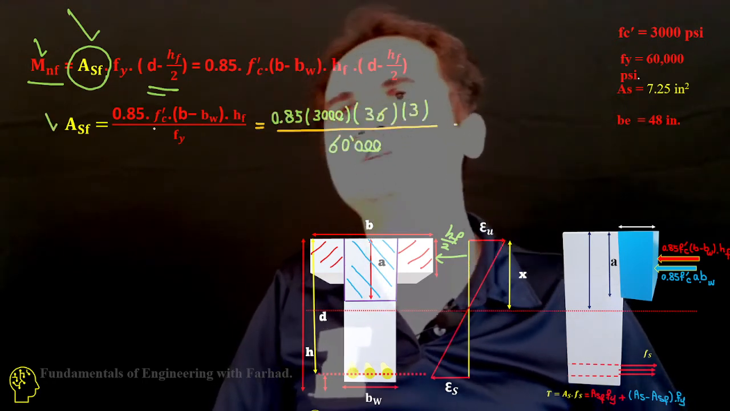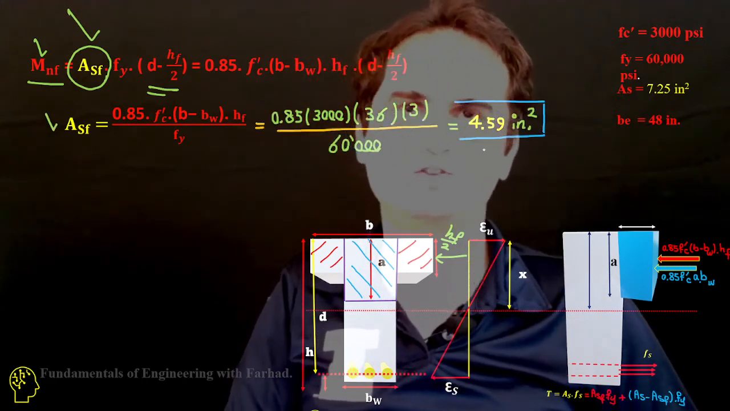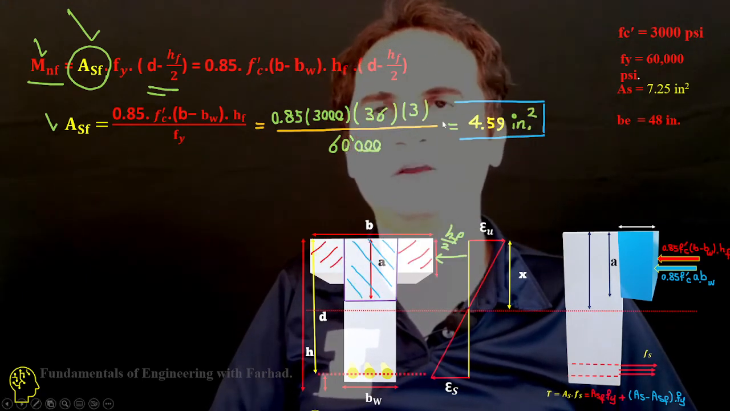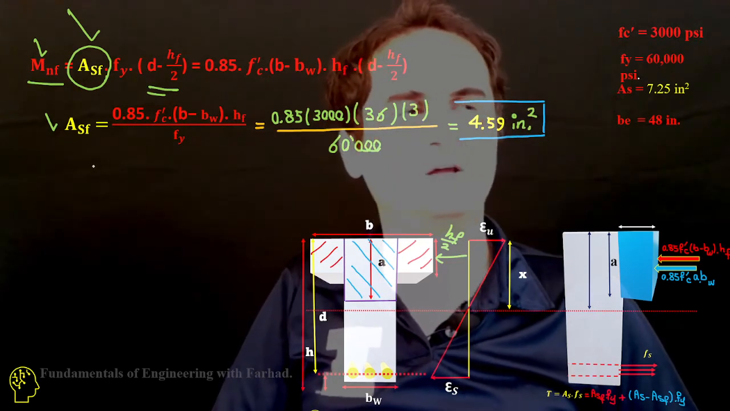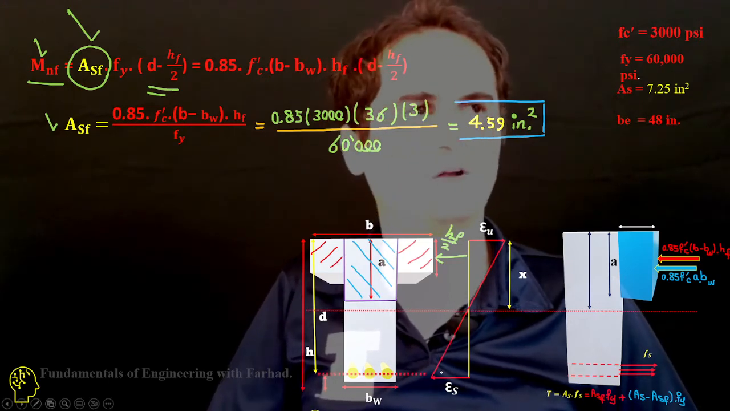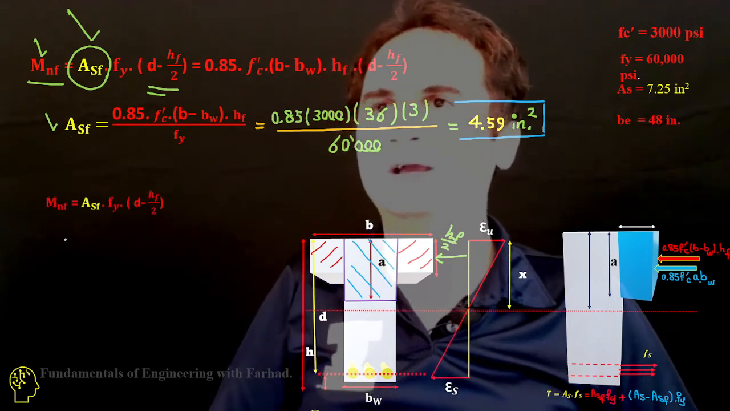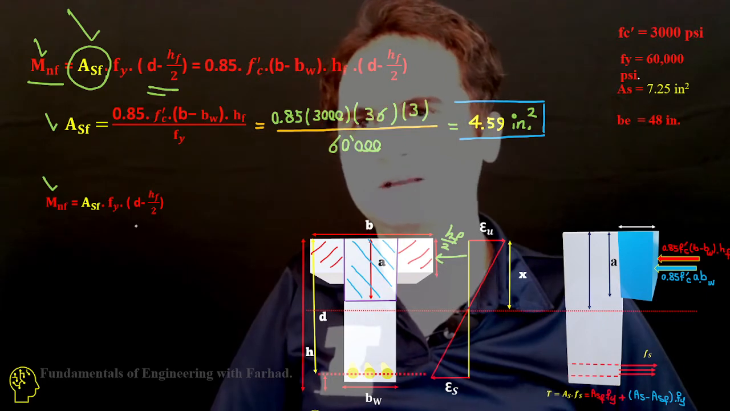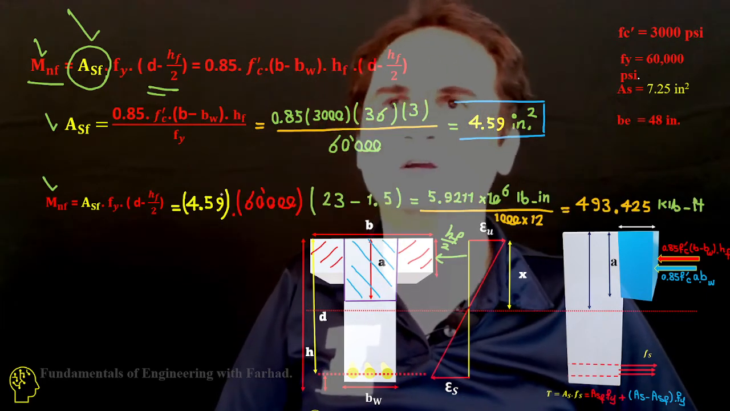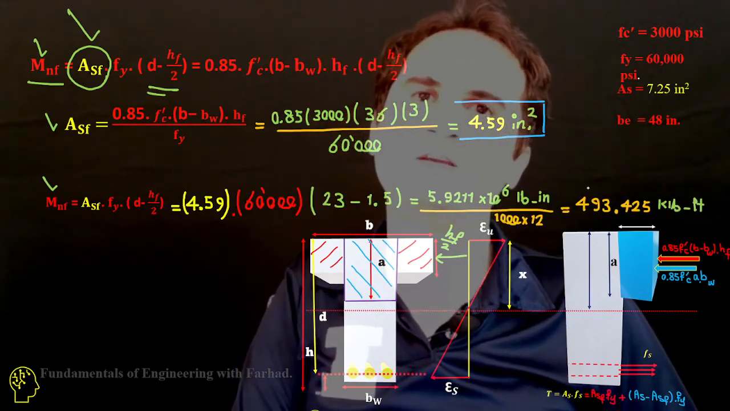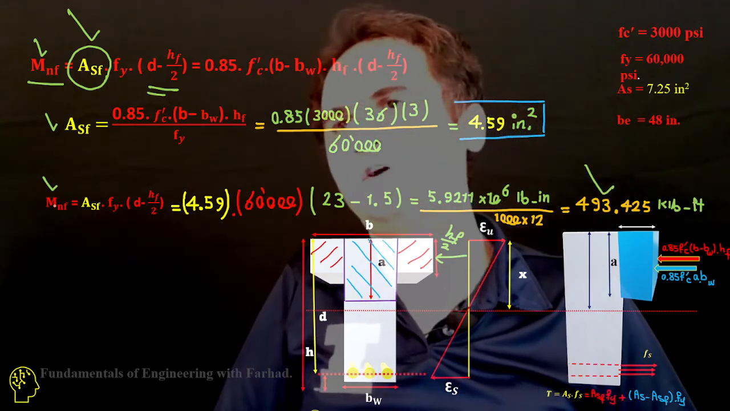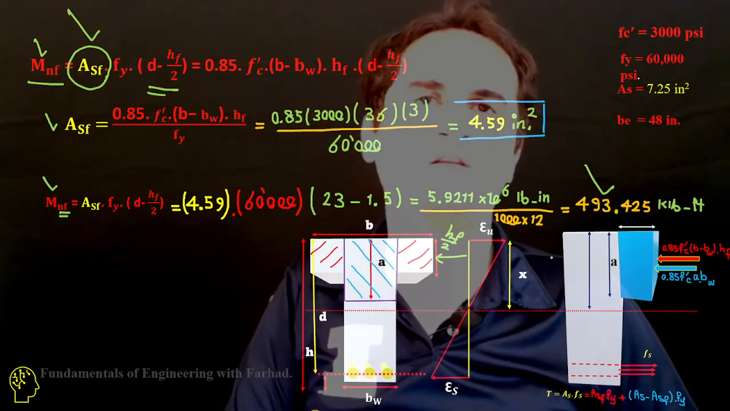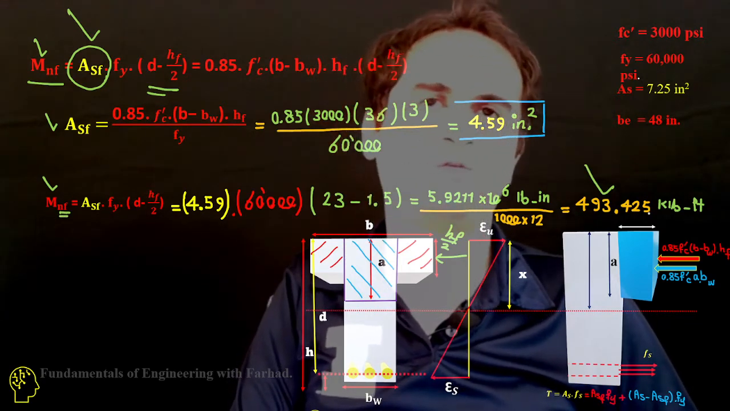If you replace the numeric values in the equation, it gives you 4.59 inches squared in terms of area of steel responsible for the flange part, or equivalent to the flange part. And then Mn is area of steel of flange times Fy times (d minus hf over 2). And you can simply calculate the nominal moment regarding the flange part. That's 493.425 over here.